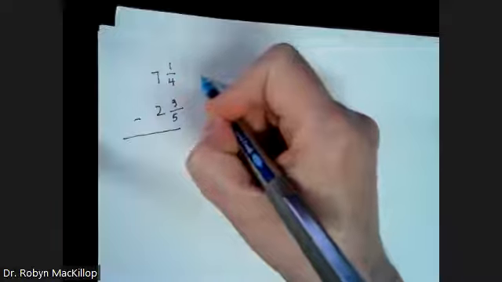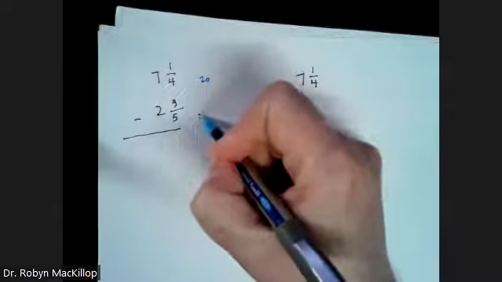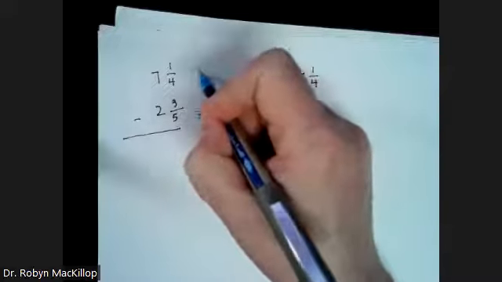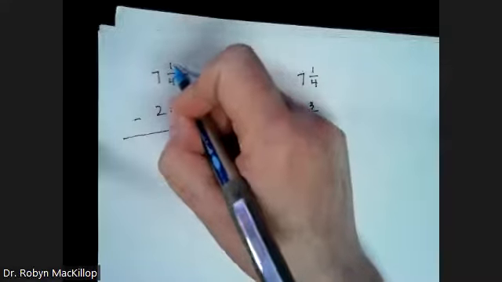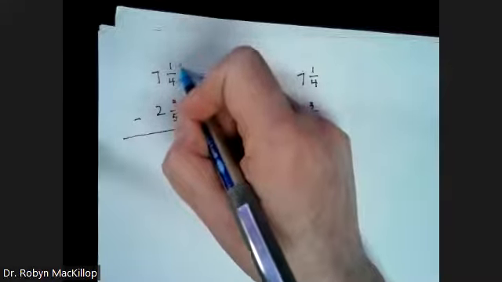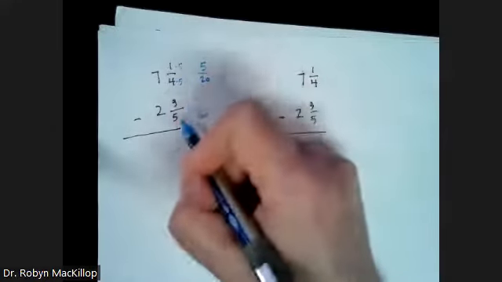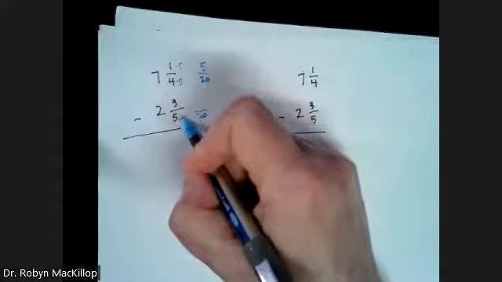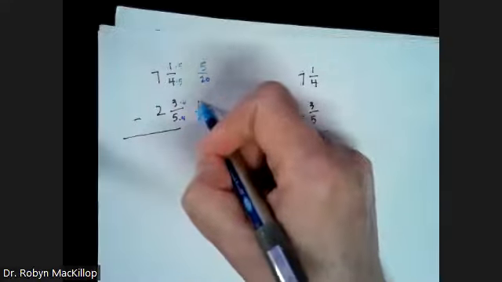So this is, the new denominator is going to be 20 and 20. 4 goes into 20 5 times, so we're going to do the same thing on the top as we did on the bottom. 1 times 5 is 5. 5 goes into 20 4 times, so 3 times 4 is 12.